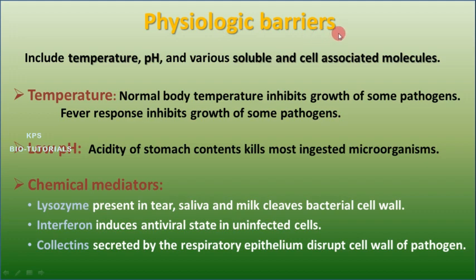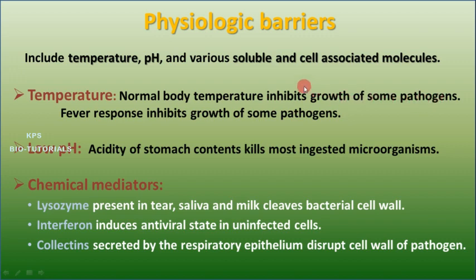Then the physiological barriers. Some physiological mechanisms act as barriers for the entry of microorganisms. It includes temperature, pH, and various soluble and cell associated molecules. First, temperature. We have a normal body temperature of around 37 degrees Celsius. This normal body temperature itself can inhibit growth of some pathogens.